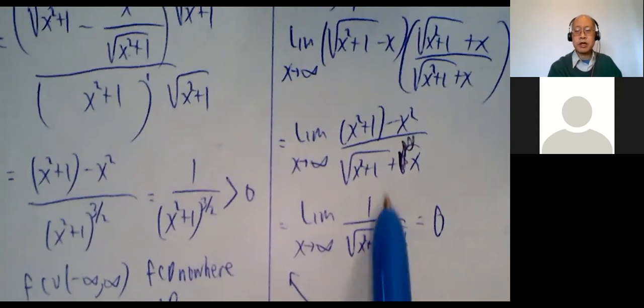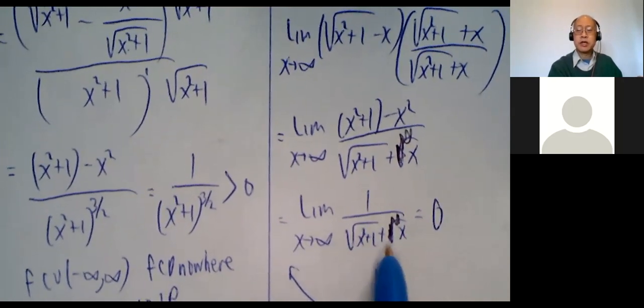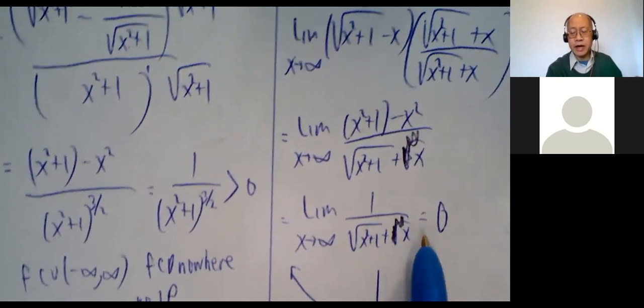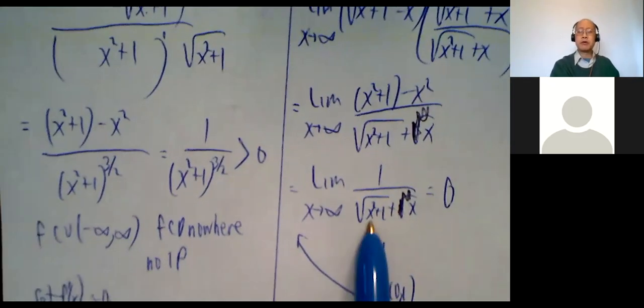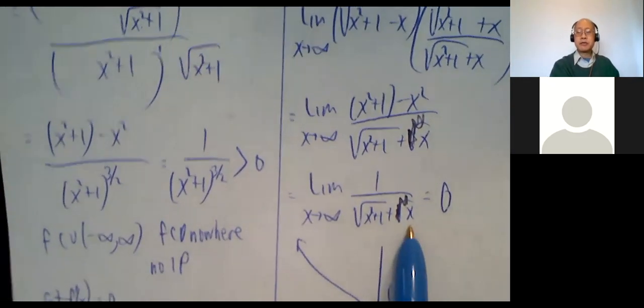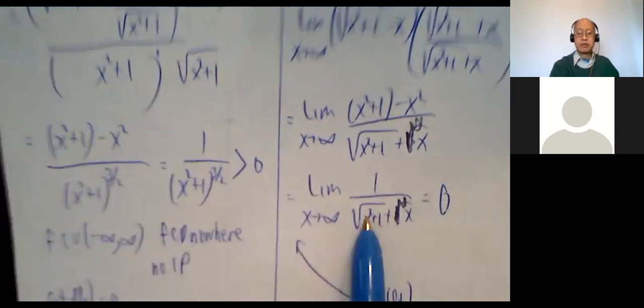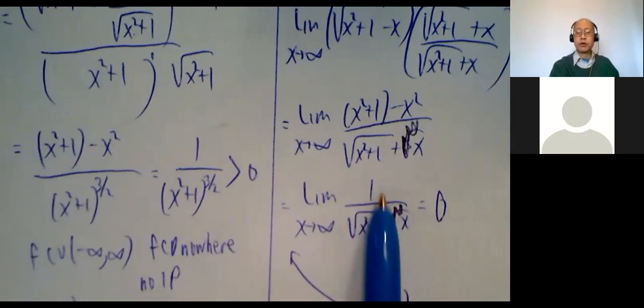So the limit as x approaches infinity of 1 over radical x squared plus 1 plus x, no radical, although that wouldn't have mattered. Now if I plug in a super big number, this is big, whether I had the square root or not. Big plus big is big, and 1 over big is 0.